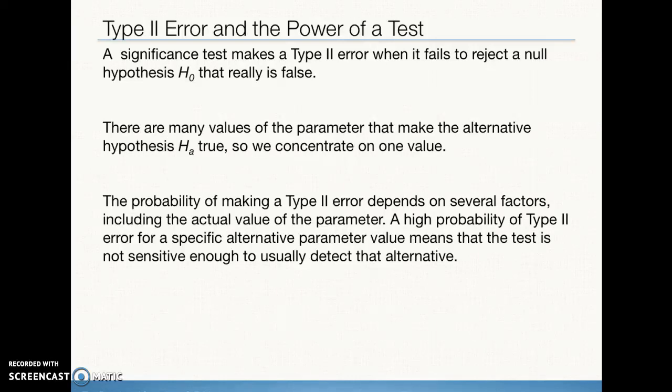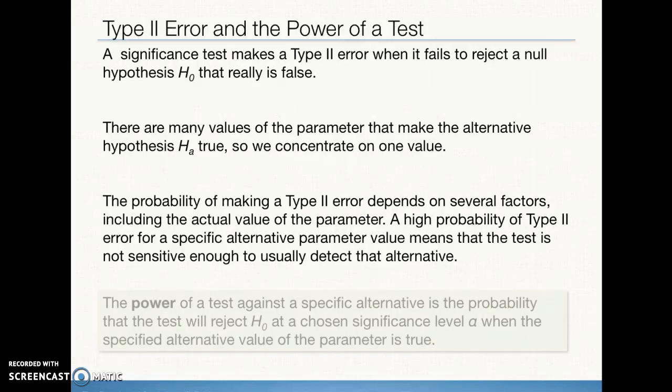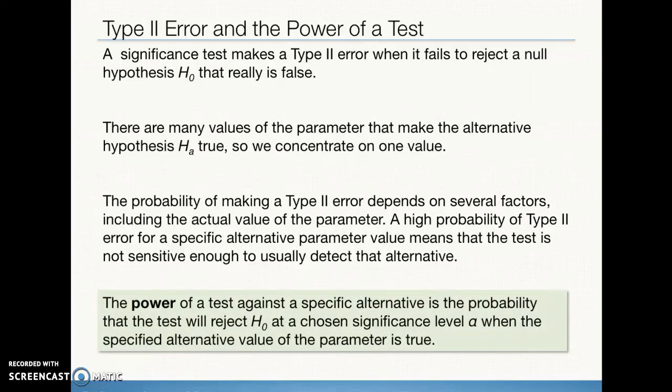A high probability of a type 2 error for a specific alternative value means that the test is not sensitive enough to detect that alternative. We call this the power of the test. The power of the test against a specific alternative is the probability that we will correctly reject the null hypothesis at a specific significance level alpha.